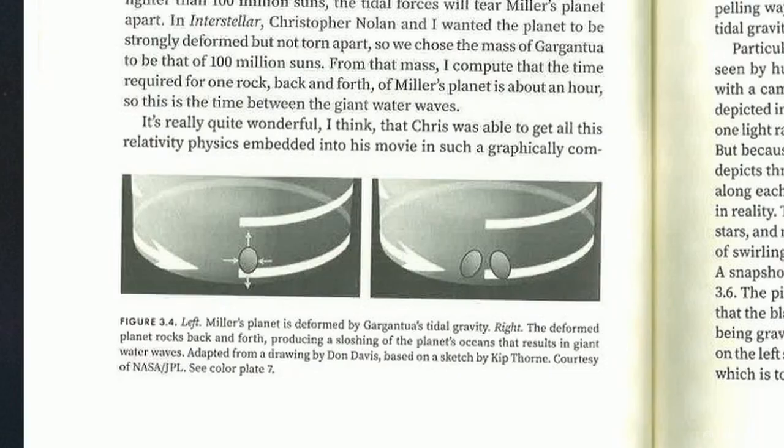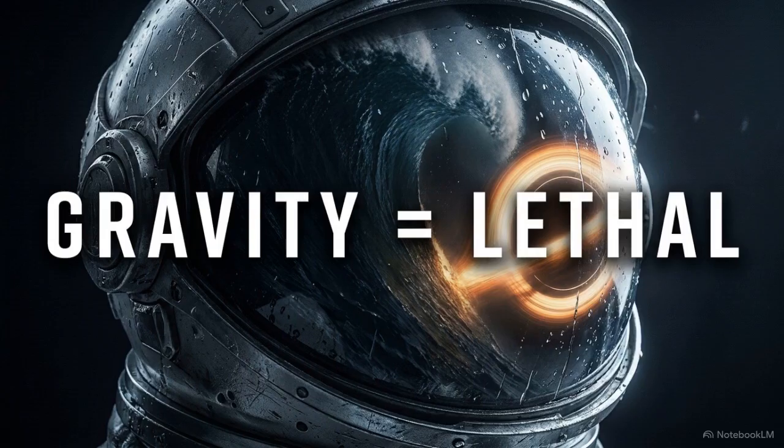Figure 3.4 outlines the effect. On the left, gravity stretches the entire planet, deforming its crust and oceans into an oval. On the right, the planet rocks back and forth, causing the oceans to slosh as massive tsunamis. On this world, the primary killer is the highly localized, violent manipulation of gravity.